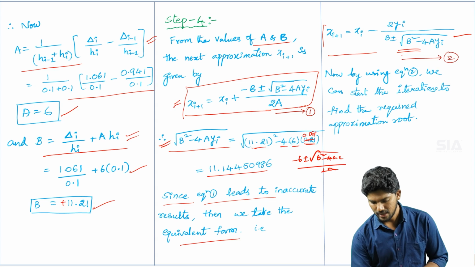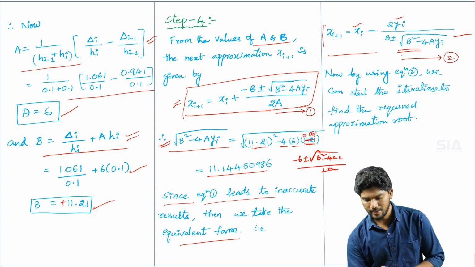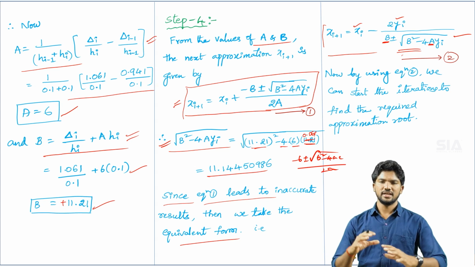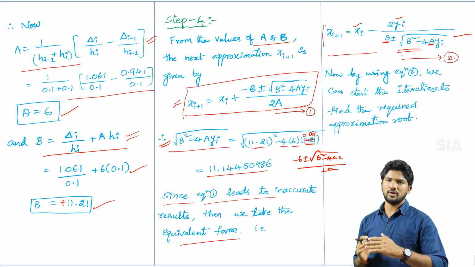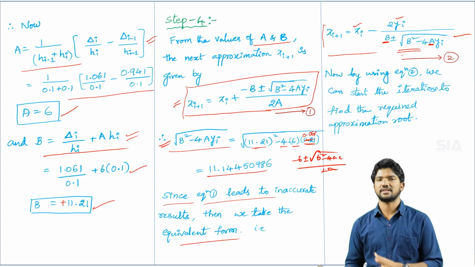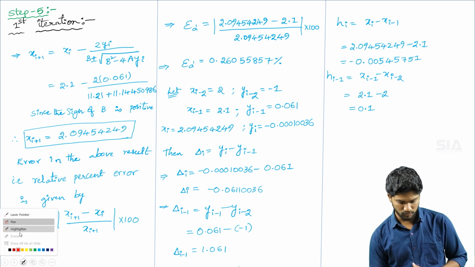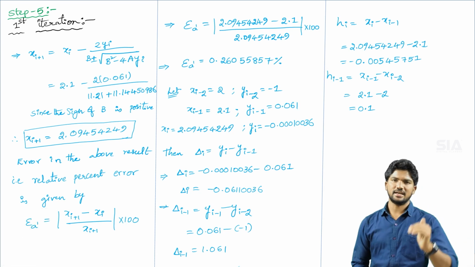You can see here x suffix I, y suffix I, capital B, and the a value, all values are there. While taking the first approximation with I equal to 0, you will get x suffix 0, x suffix 1 and y suffix 0, y suffix 1. Now you can see in step 5 we are going to see the iteration process.